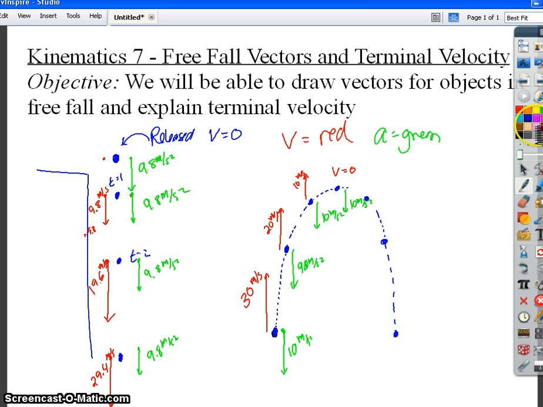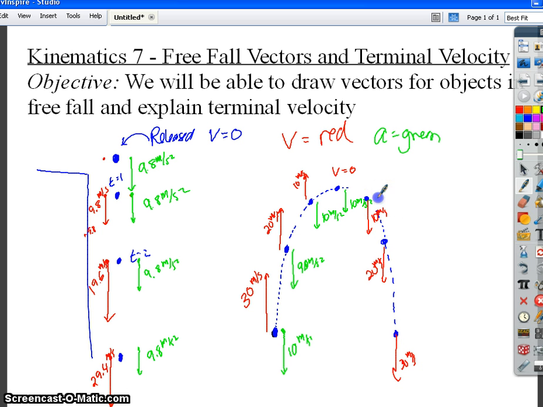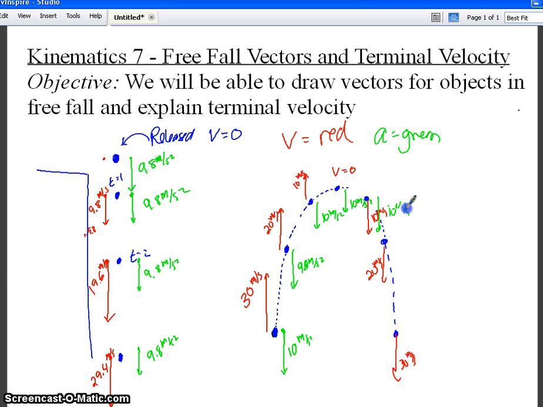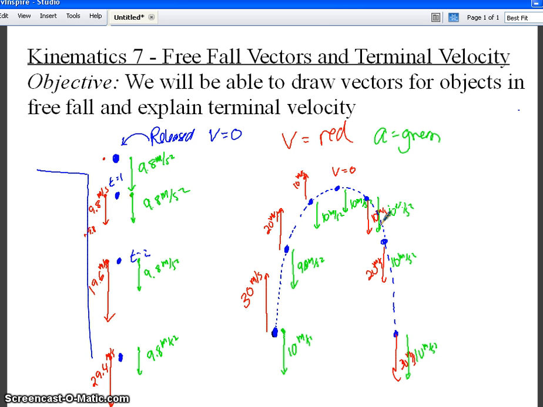So notice here, after one more second, the velocity is now going to be 10 meters per second, 20 meters per second, and then 30 meters per second. And at every single point, 10 meters per second squared, 10 meters per second squared, 10 meters per second squared. So at every single point along this curve, notice the acceleration has never changed.